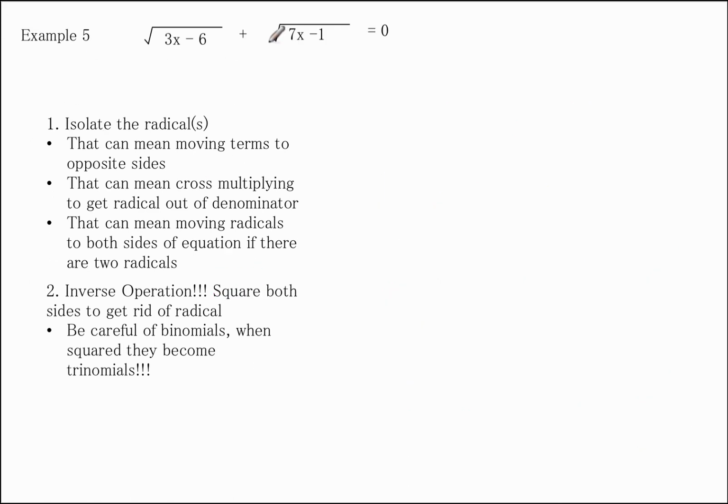And the last one, isolate the radicals. This can mean moving terms to opposite sides. It can mean cross multiplying. I don't have any fractions here, so it's not going to be cross multiplying. Moving radicals to both sides of the equation if there are 2 radicals. And that's exactly what I'm going to do here. I'm going to take the 3x minus 6 and keep it on the left, but I'm going to take this radical 7x minus 1 and move it to the other side, making it negative.